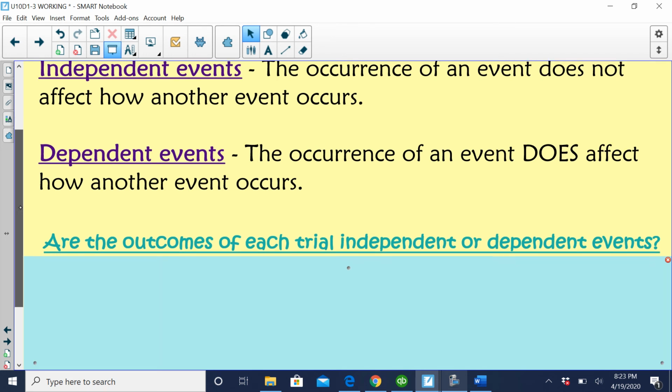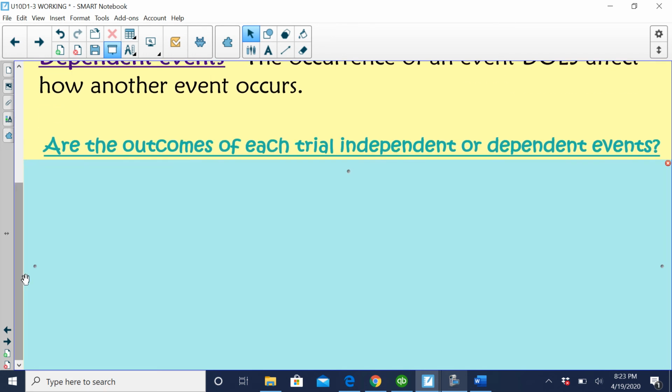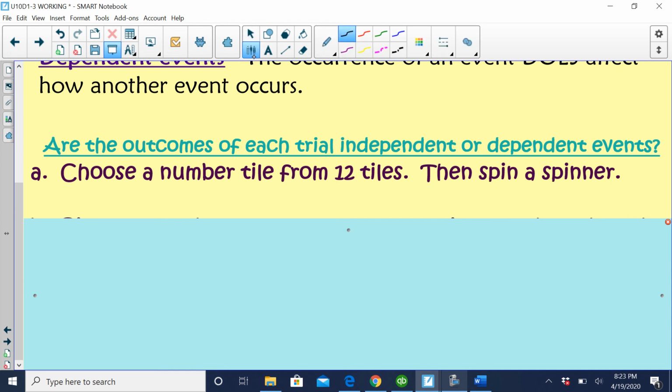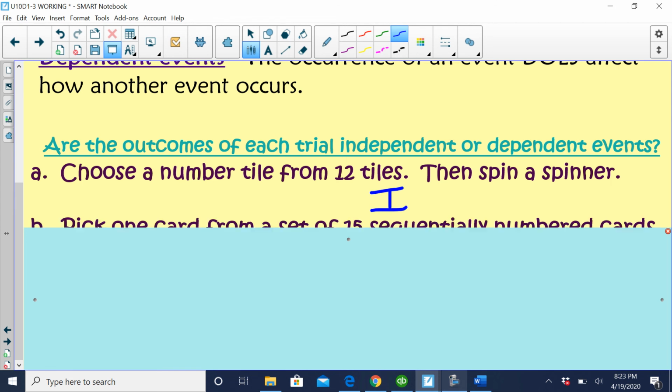Okay, we're going to look at some ideas here, and you're going to tell me if you think they're independent or dependent. So the first one says, I choose a number tile from 12 tiles, and then I spin a spinner. What would you guess? Is this going to be independent? It doesn't affect one another, or dependent? They do affect each other. This one is actually what we would call independent. They don't influence each other.